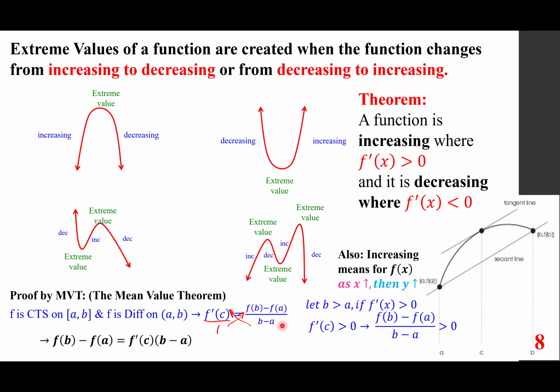So what is f prime of c? F of b minus f of a over b minus a, larger than 0. If this fraction is larger than 0, and the bottom is larger than 0 because b is larger than a, the numerator must also be larger than 0, which makes f of b larger than f of a, which makes it increasing according to the definition that was mentioned. This is actually the proof of the concept of increasing, decreasing.